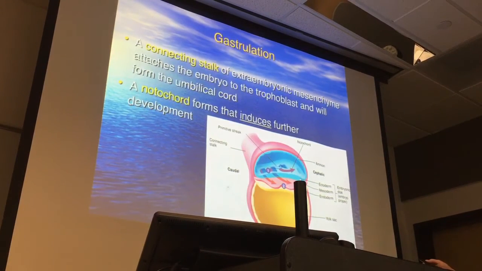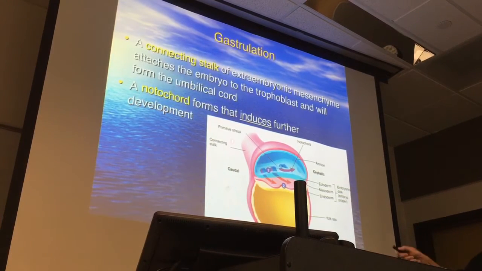When gastrulation is occurring, forming the three layers from one, a connecting stalk attaches it to the uterine wall. This is separating from the uterine wall, and a connecting stalk connects all of this to the uterine wall. Okay? That connecting stalk is going to become the umbilical cord. Blood vessels are going to form through here. Another extra embryonic membrane is going to form for that.